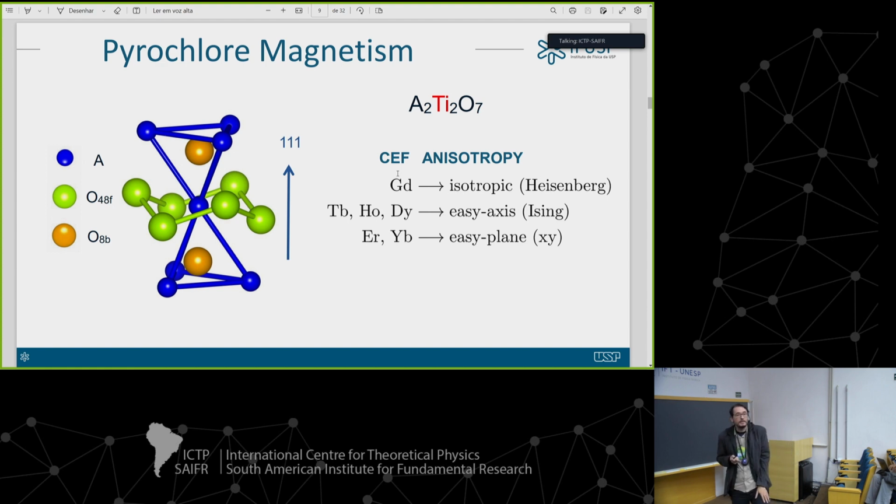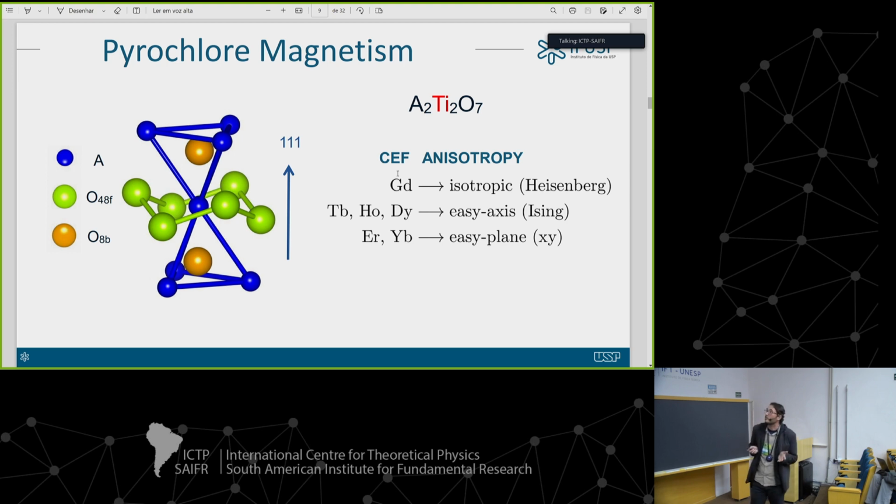One of the very important things in the physics of pyrochlores is the magnetic anisotropy, which comes from the crystal electric field, basically related to the oxygens, which have high electronegativity. So we have these two oxygens that I said before, non-equivalent positions, 48f and 8b, the green one and orange one. And depending on the rare earth you have in your sample, you might see different magnetic anisotropy. In the case of gadolinium, the situation is more or less isotropic, so we have Heisenberg spins.